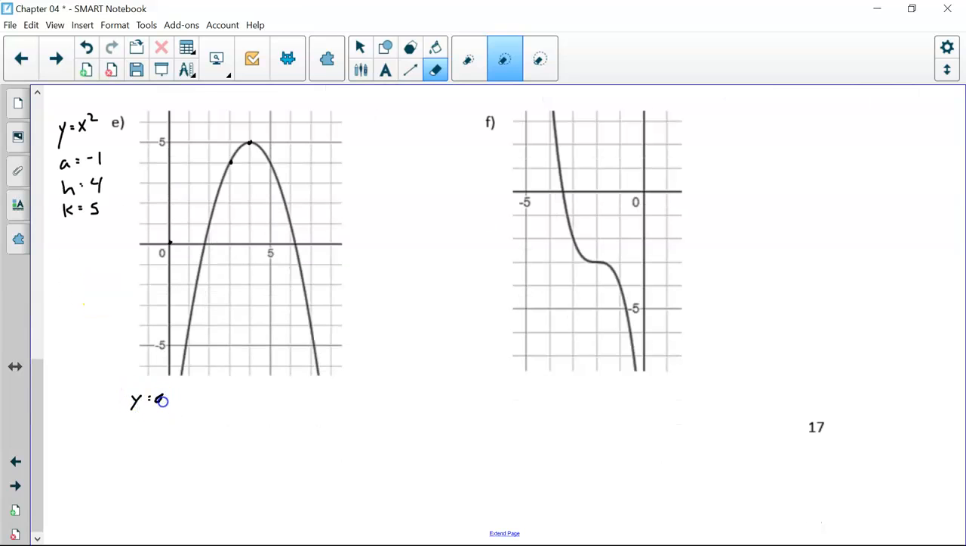So y equals a times the quantity of x minus h squared plus k. So y equals a, which is negative 1, x minus 4 squared plus 5. So you commonly see it written as y equals, without the negative one, but just a negative, x minus 4 squared plus 5.